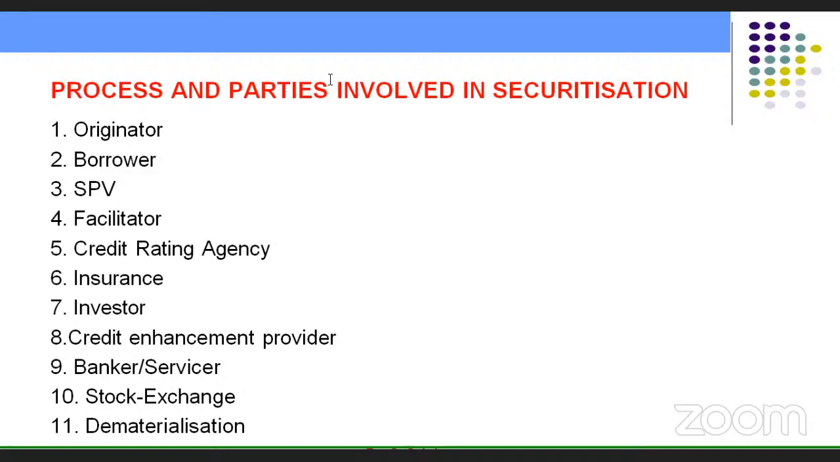Stock exchange. The stock exchange of the country provides the platform for debt securities sold by the special purpose vehicle, upon getting the securities listed on the stock exchanges. Dematerialization. The technology enables securities to be in digital form. There could be a company facilitating all the securities holding. So these are the parties included in the securitization, right?